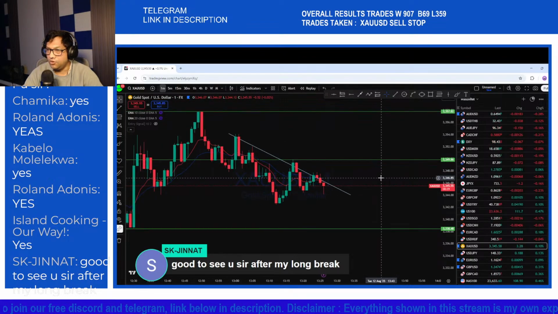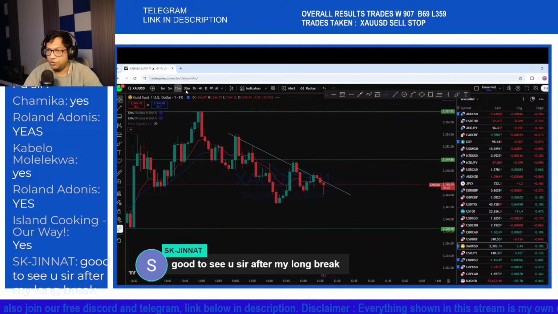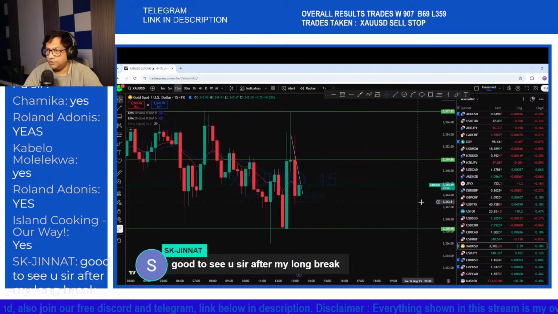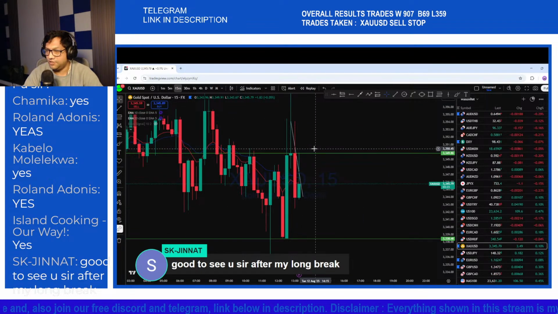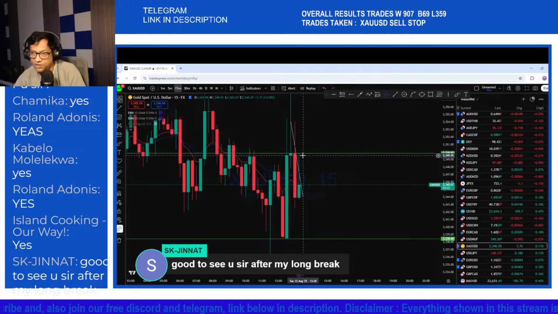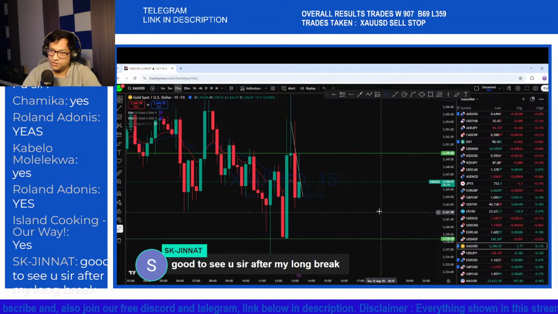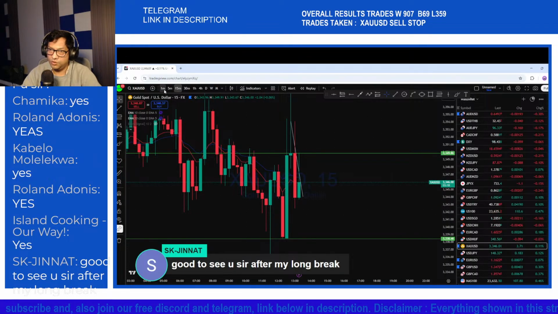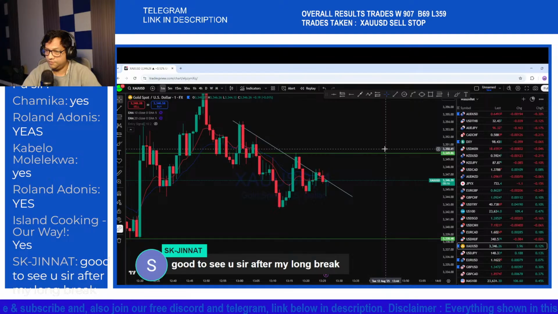The current level that we can look for a possible entry is the market to break that high before the 15 minutes close, which can give us a possible entry opportunity.